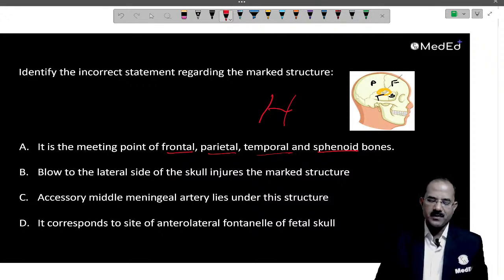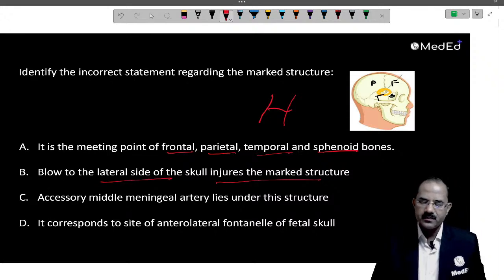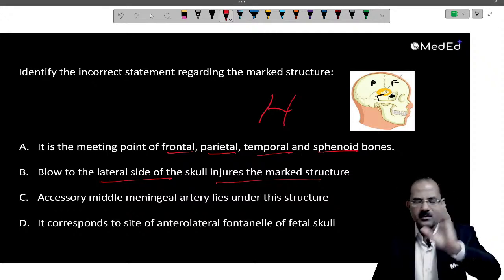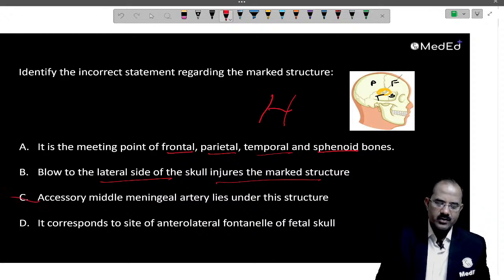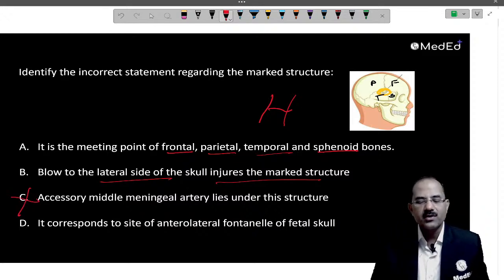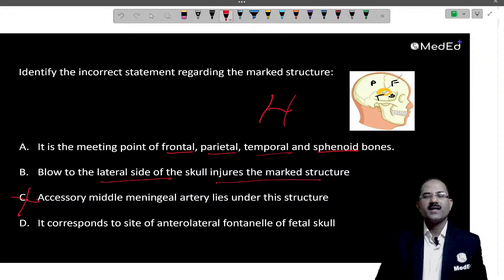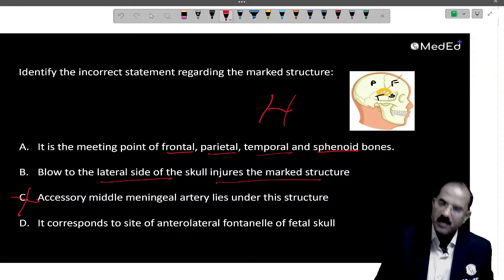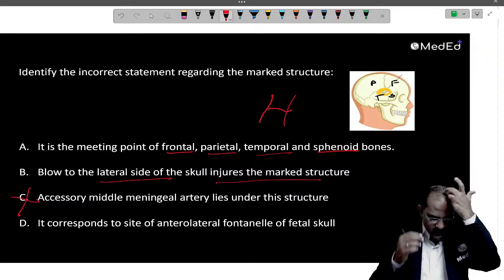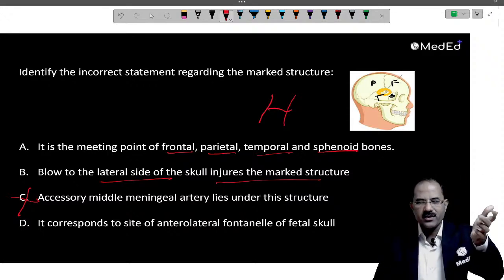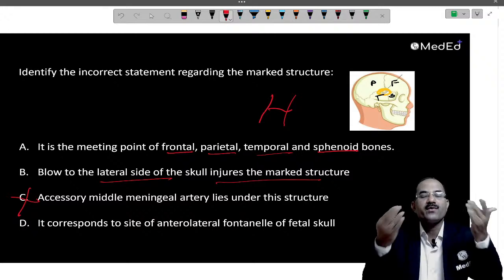Middle meningeal artery. A blow to the lateral side of the skull injures the pterion. Yes, so the lateral side injuries will damage the structure. Accessory meningeal artery lies under the structure. That's wrong. Which artery lies below the pterion? It's the middle meningeal artery, not the accessory meningeal artery. It corresponds to the site of the anterolateral fontanelle. So this is the anterior fontanelle, this is the posterior fontanelle, and you've got the anterolateral fontanelles.